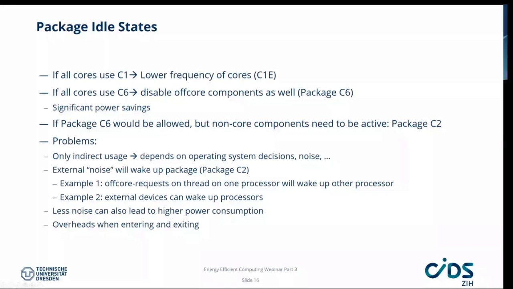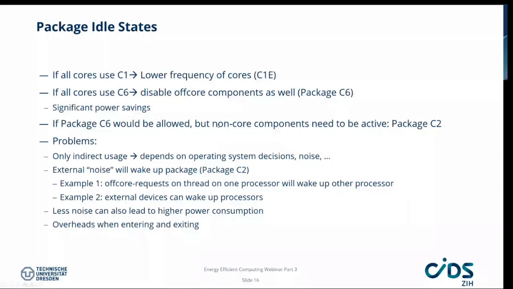If all cores agree to go into C6, then the off-core components can also be disabled. So the uncore and other stuff, and the main memory will be put into self-refresh, and that's called package C6. And that's where you see the significant power savings. That's where you will have the lower idle power consumption that we would expect and that we have seen in server processors, and mostly in mobile and desktop processors.